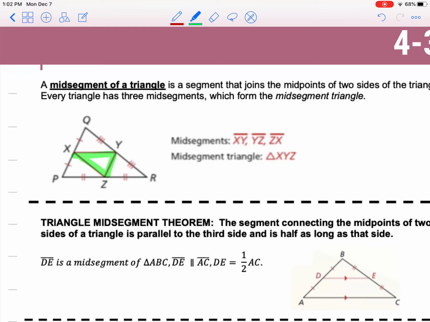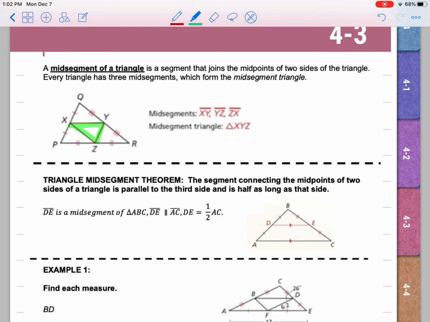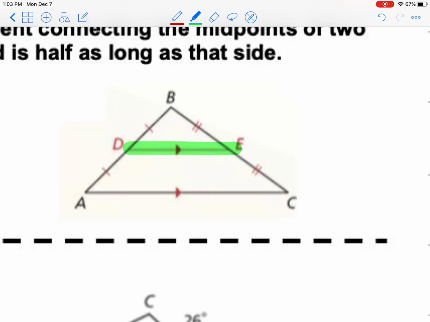Now remember, if X is a midpoint, then it cuts that segment PQ into 2 equal parts. Same thing with segment QR and same thing with segment PR. Now here's the theorem you need to know with midsegments. The segment containing the 2 midpoints is going to be parallel to the third side and is half as long as that side. So let's break this down.